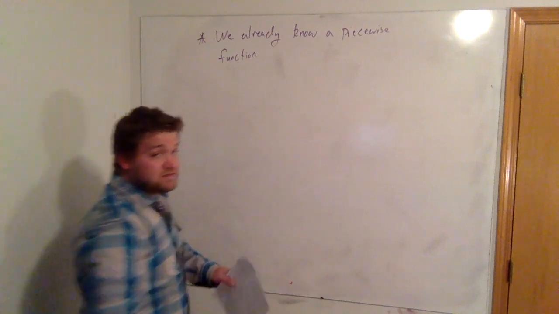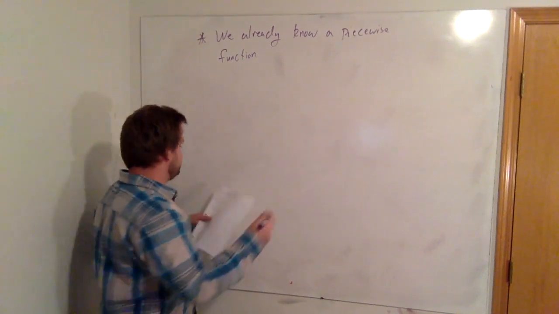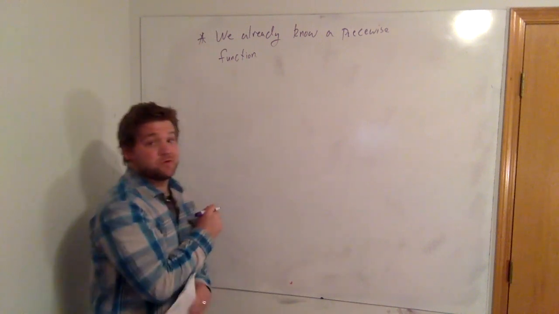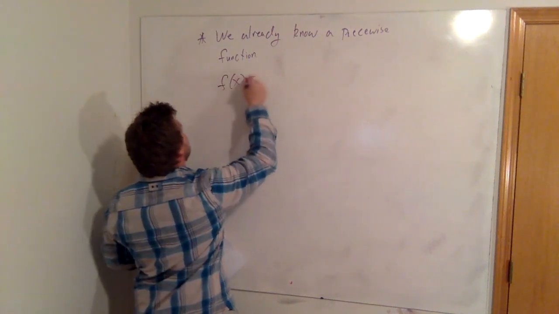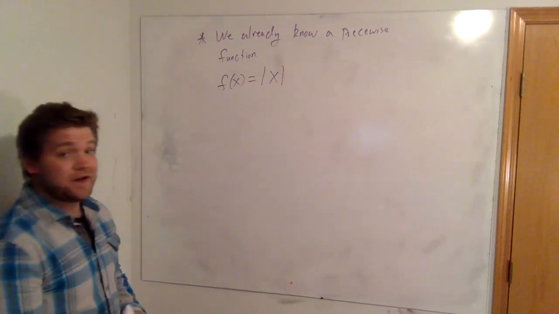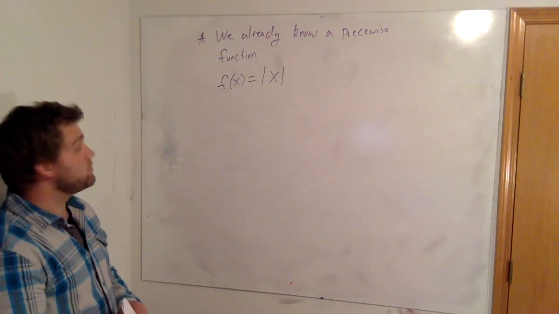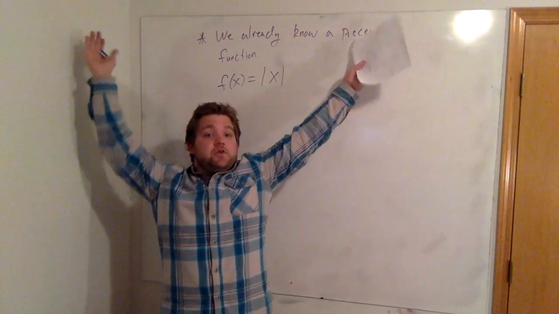Or at least if you took Math 99, you should be familiar with this function. It's one of our toolkits. It's the absolute value function. So the function f of x, which is equal to the absolute value of x, this function is defined piecewise. So remember what the absolute value function looks like. It's the timeless, the classic. It looks like a V.